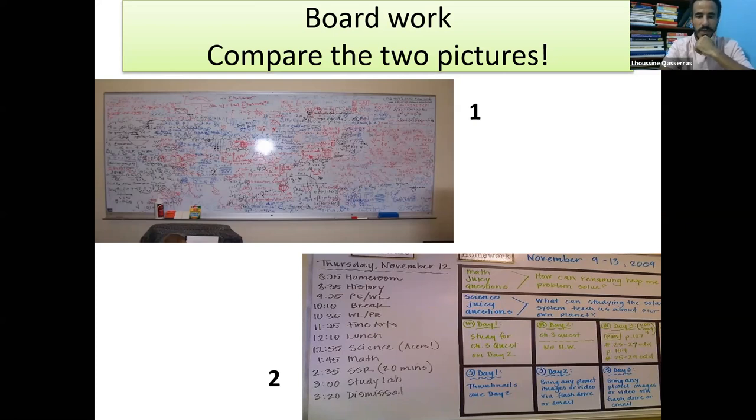Great. So we can say that the second one sounds more organized than the first one. We can say that the first one has too much information. Remember, something very important about the board work. When you write on the board, are you going to write everything or are you going to write the most important points? What do you think on the whiteboard?